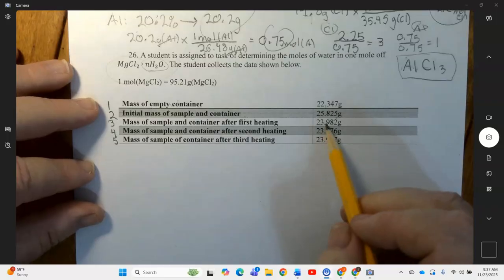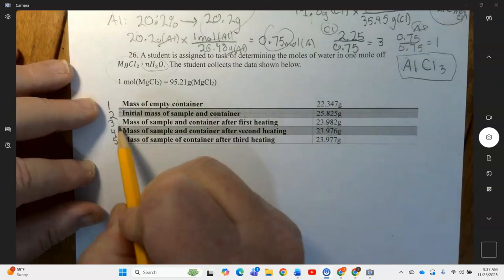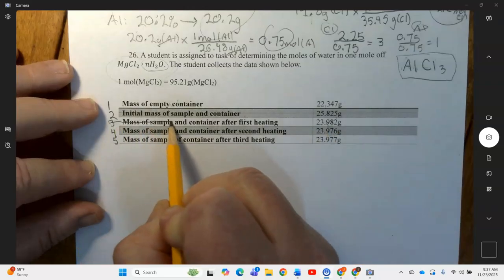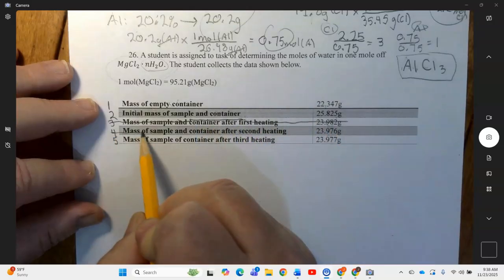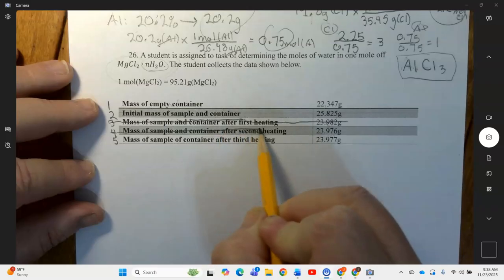Well, we're not really interested in these intermediate numbers for the amount of water that's been removed. Some of it has, but some of it hasn't. So we can pretty much put a line through this. We don't need this number here. And we can put a line through this. We don't need this number here.